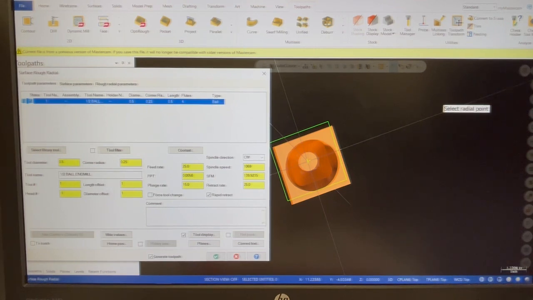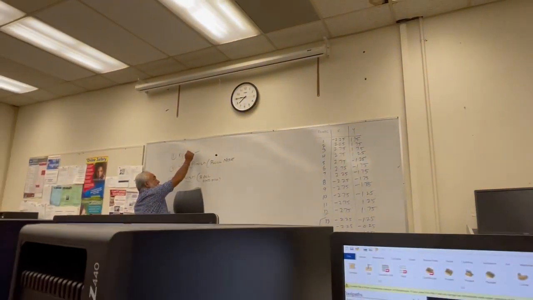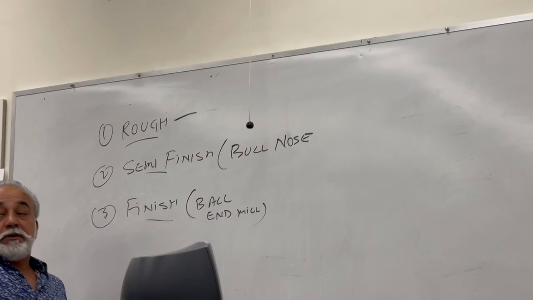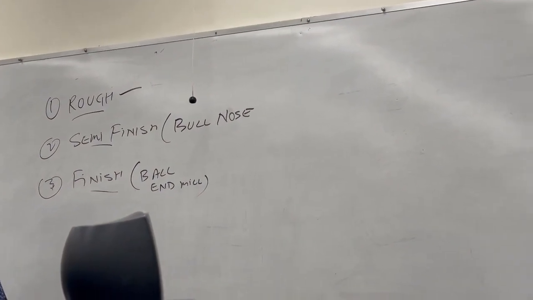Rough, semi-finish, and your finish. Your finish pass is always going to be your ball end mill. For semi-finish or for rough, you can use a bullnose end mill. With rough, it depends on your experience. If I want to do this job, I can use a regular flat end mill.